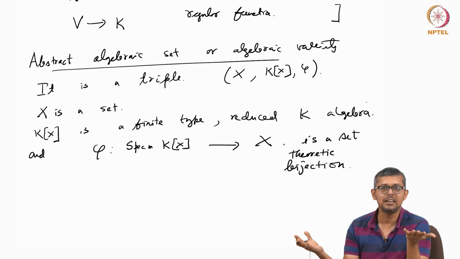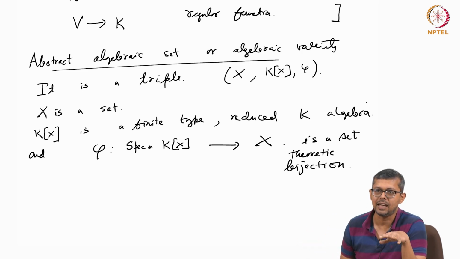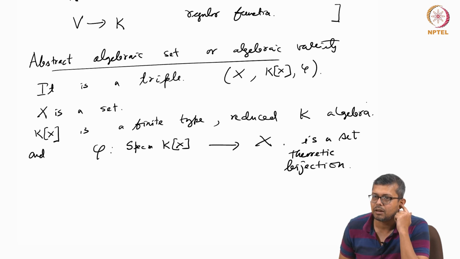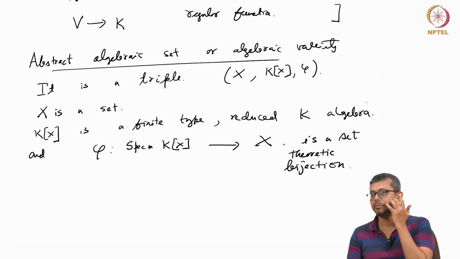Now I am defining it abstractly, because I do not want my An. I somehow want to get rid of this An. So I want to define it like this. It is a set, a finitely generated K algebra, and a bijection of the set X with the maximal ideals of the K algebra. Is it clear?